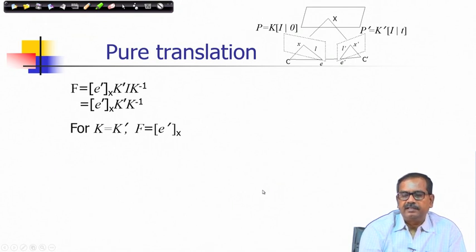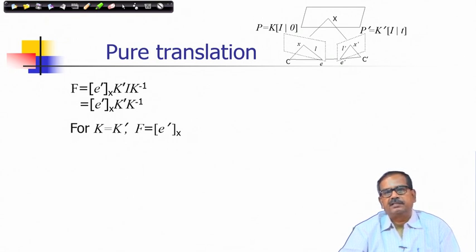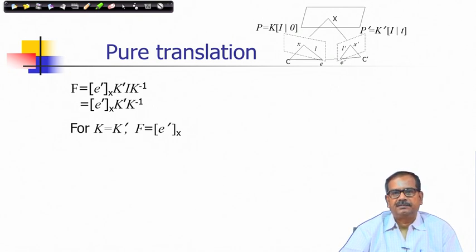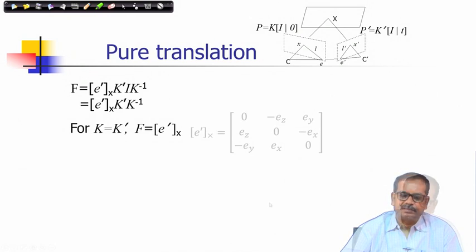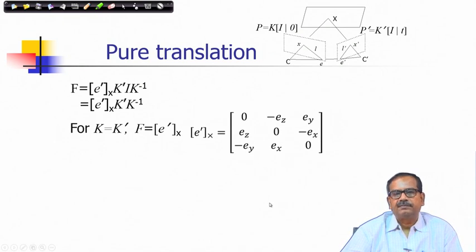And if I consider both the calibration matrices to be the same, which means it is the same camera taking the images, or it has been fabricated in such a way that all other intrinsic parameters remain the same, then the fundamental matrix takes a very simple form of E prime cross only. So, just from the epipole, you can compute the fundamental matrix itself, where E prime cross is given in this form.